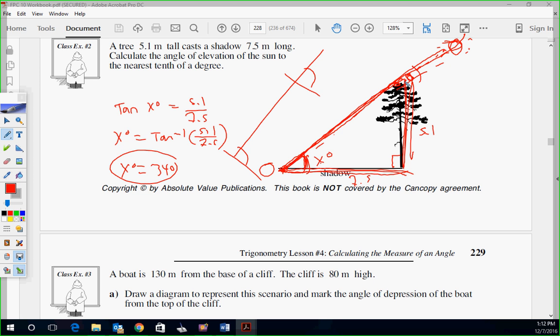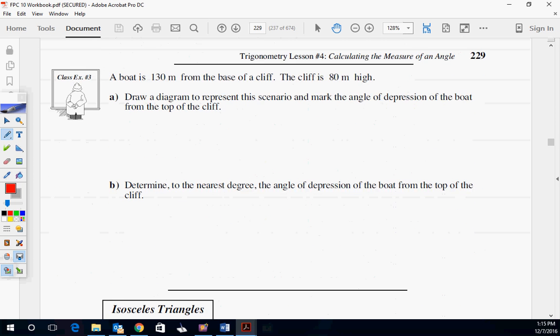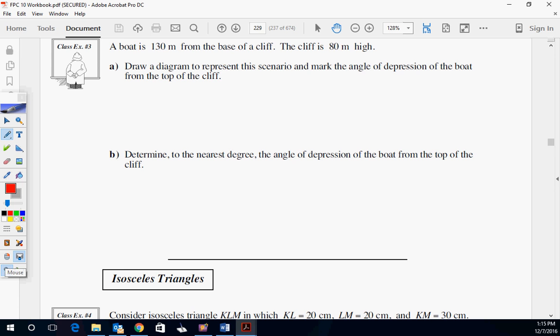Are you sure? Okay, all right, we got the last page here. The boat is 130 meters from the base of the cliff. The cliff is 80 meters high. Draw a diagram representing the scenario that marks the angle of depression of the boat from the top of the cliff. Try this, and I'm going to draw it. I'm going to say 50% of you are probably going to draw the wrong line. Try it, though. Two ways you can draw this.